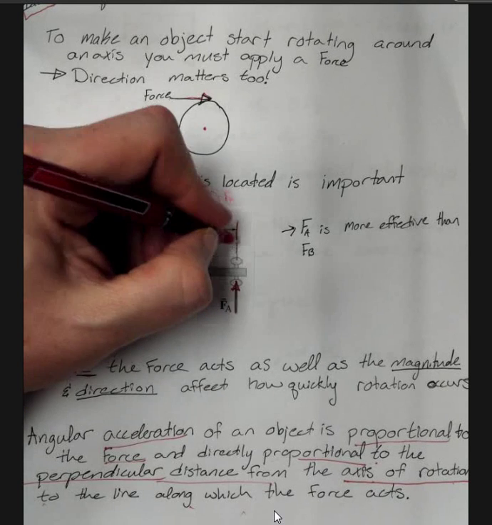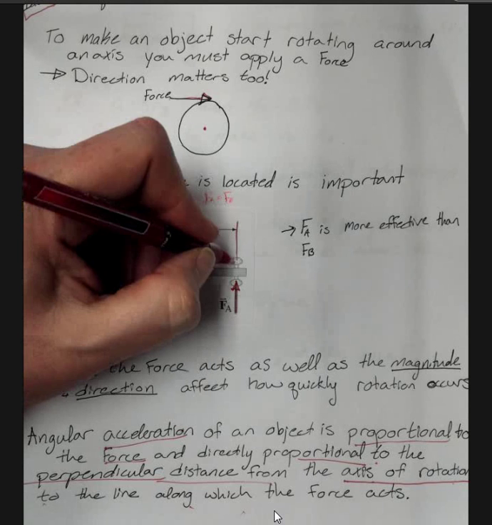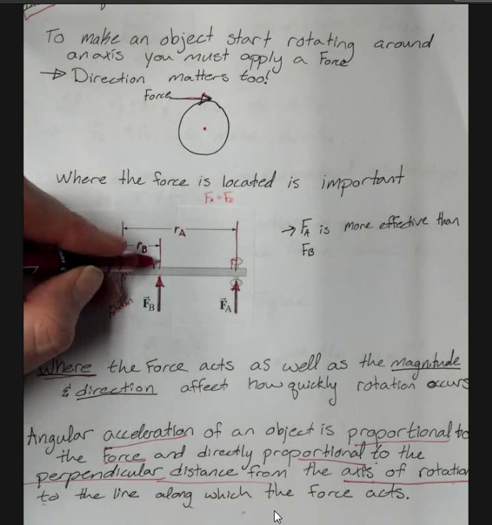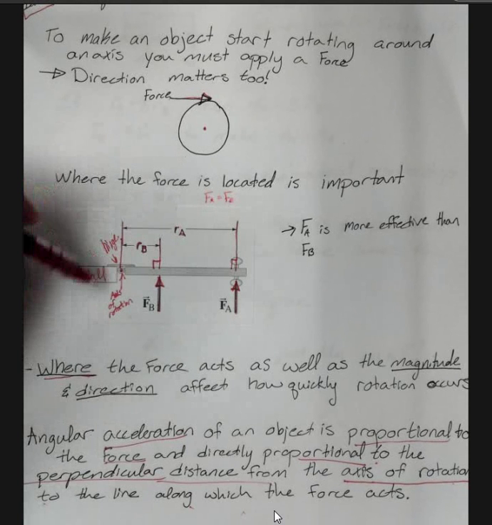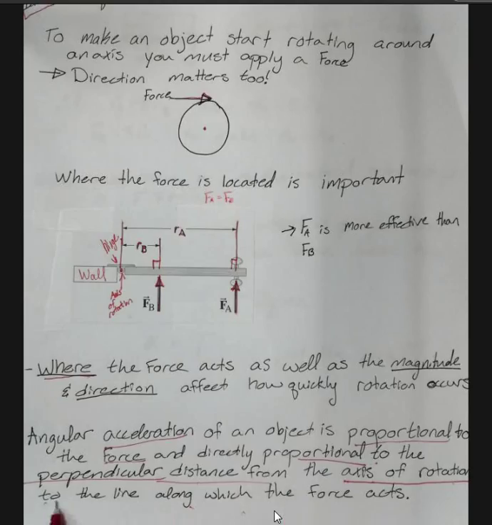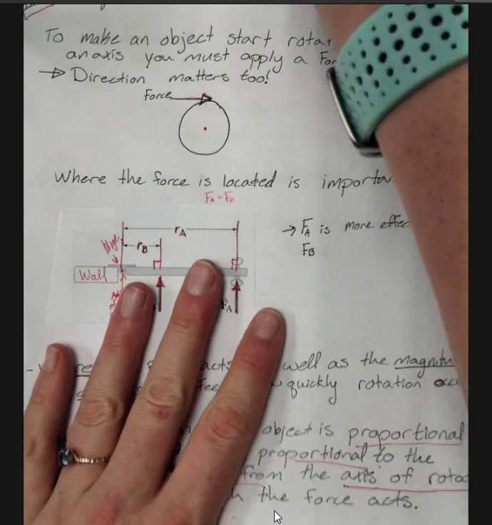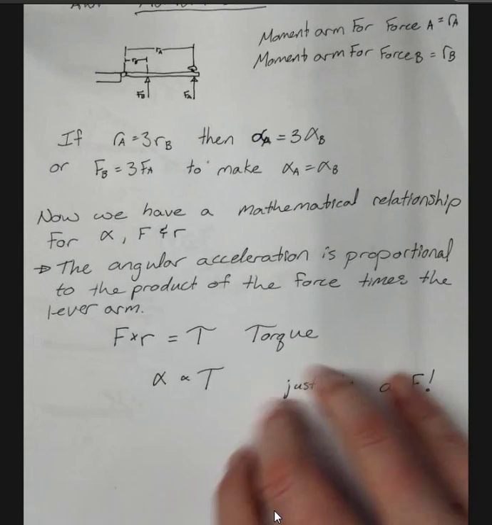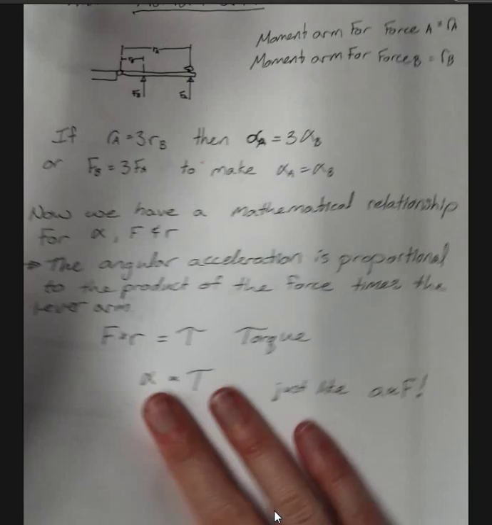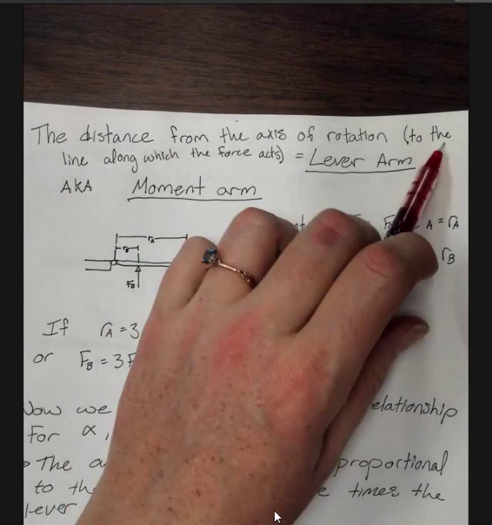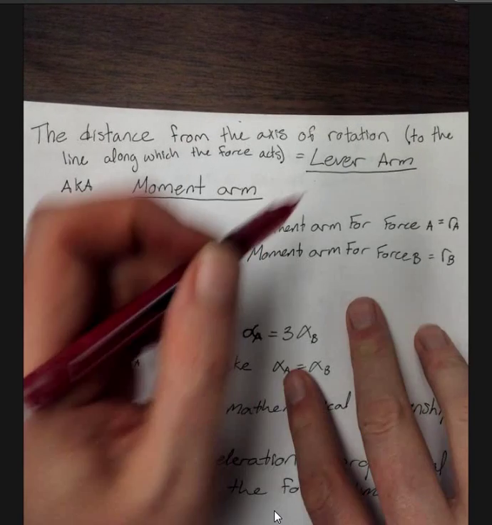And if you notice, this RA here is at a 90-degree angle to the direction of the force, and this RB here is at a 90-degree angle to the direction of the force. So that would be the perpendicular distance from the axis of rotation to the line along which the force acts, and that has a name. We're going to call that distance from the axis of rotation to the line along which the force acts the lever arm.